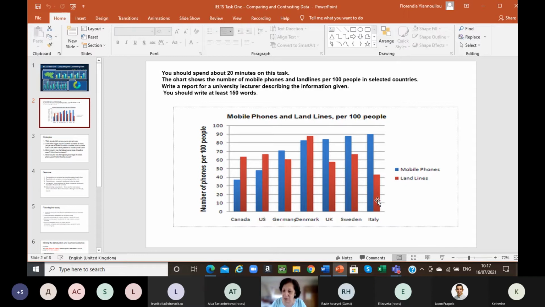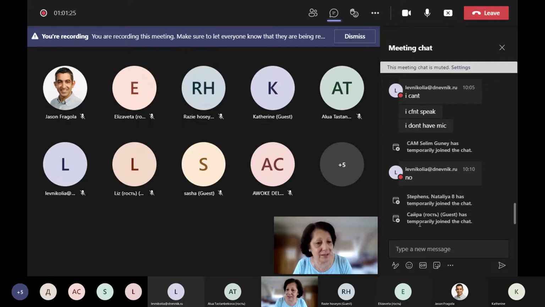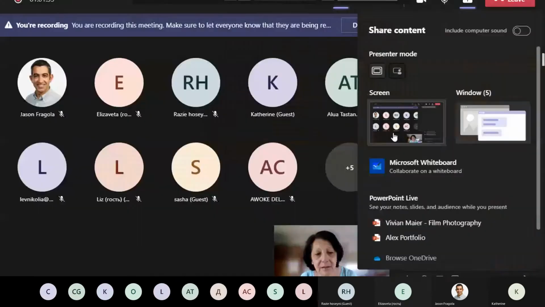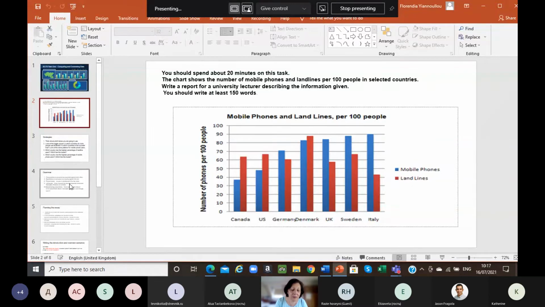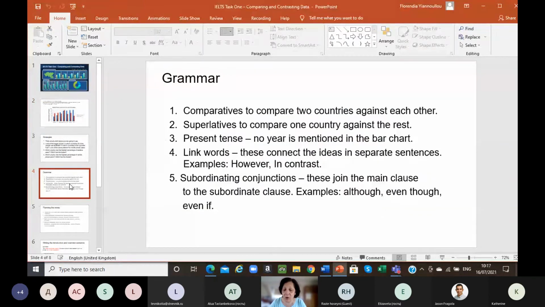Don't leave any country out either. Don't ignore a country, because if you ignore a country, you're ignoring the data. And you mustn't do that as well. Okay, if we come back to the chart as well, let's just quickly look at this. So if we look at the grammar, what is a comparative? What's an example of a comparative?